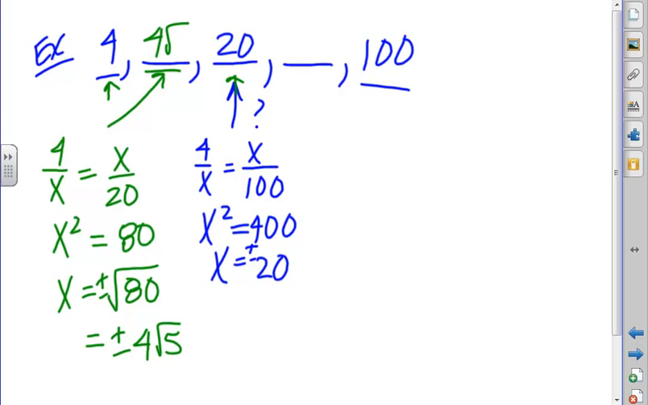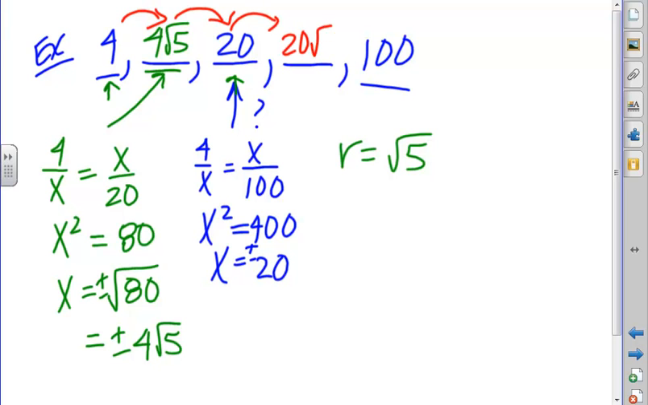For right now, I am just going to think about the positive aspect of this. So 4 radical 5 divided by 4 is radical 5. It appears that the common ratio is radical 5. If I take 4 and multiply by radical 5, I get 4 radical 5. If I take 4 radical 5 and multiply by radical 5, the square root of something times the square root of something is that something, so I get 4 times 5, which is 20. When I take 20 times radical 5, I get 20 radical 5. And when I take 20 radical 5 times radical 5, the square root of 5 times the square root of 5 is 5, and 5 times 20 is 100, so it works.